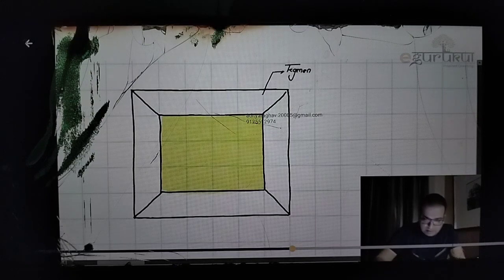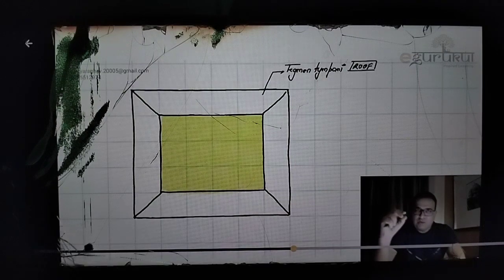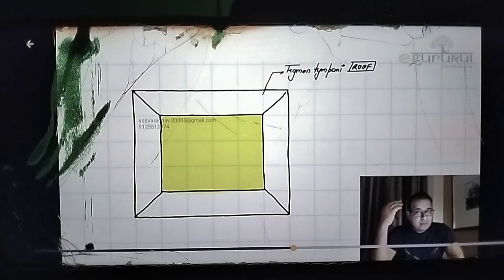This plate over here is called the tegmen tympani, and what is it forming? It is forming the roof of the middle ear cavity. Tegmen tympani is basically a part of the temporal bone only. It's a very thin plate which is separating the middle cranial fossa and the middle ear.